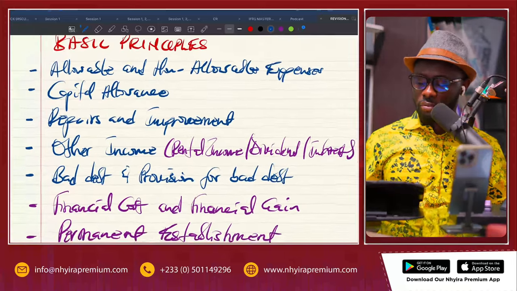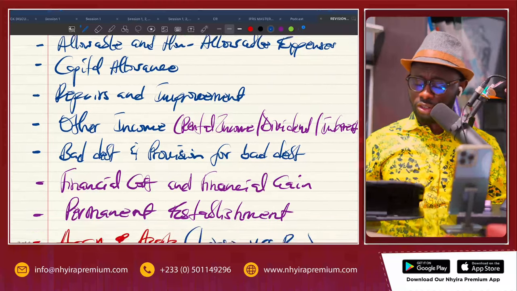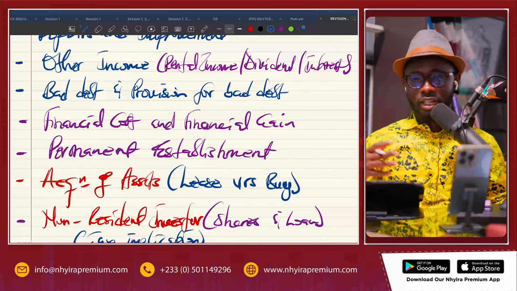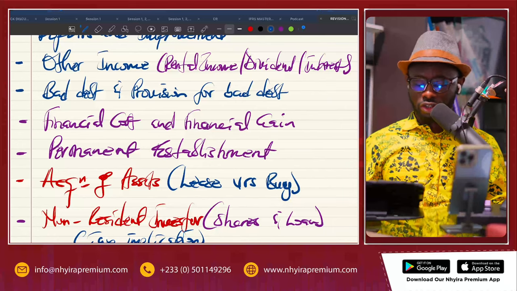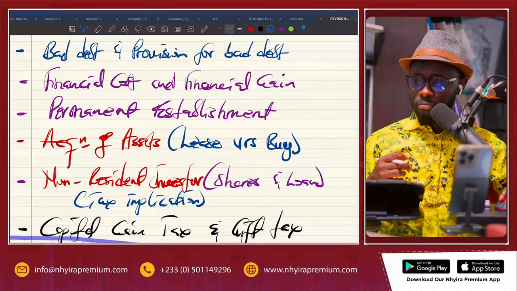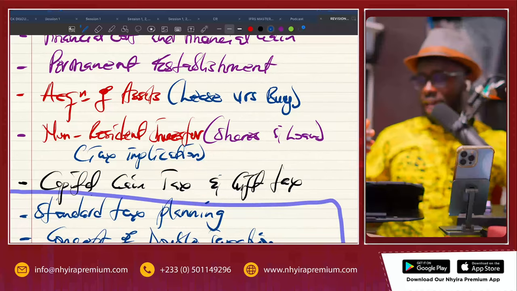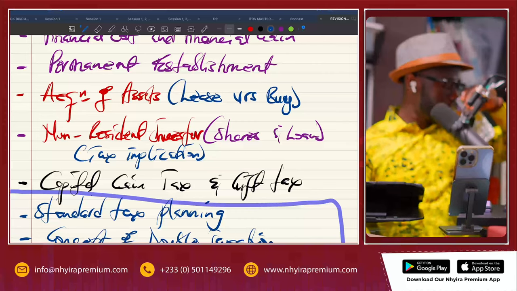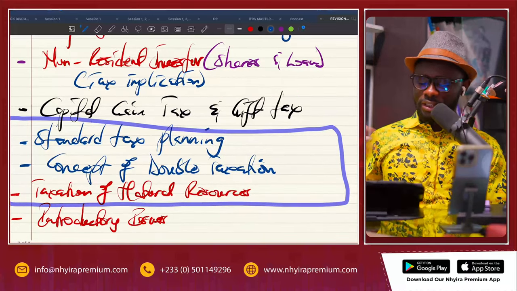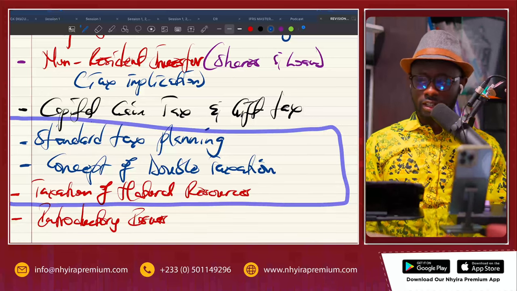Issues about allowable and non-allowable deductions, the concept of capital allowance, repairs and improvement, the tax implication of other income, bad debt, provision for bad debt, financial cost and financial gain, the concept of permanent establishment, and acquisition of assets, whether the entity is going to lease or buy and what the tax implication of that is. Then capital gain from the disposal of assets, and the concept of gift tax, purely a level 2 issue.